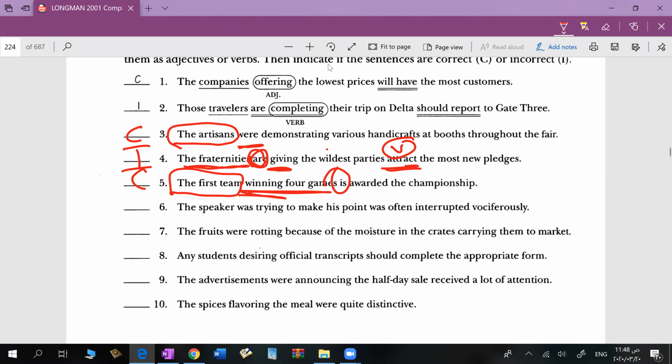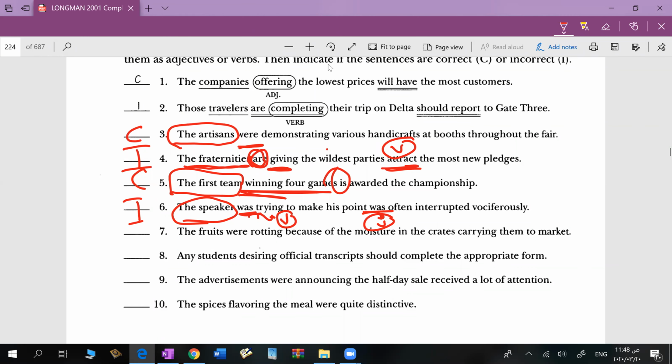Excellent. So the speaker was trying to make his point was often. What do you think? The speaker is the subject. Yes. Was is the verb, and was is another verb. Please mute yourselves unless you would like to talk, or make yourself in a quiet place, please. So we have here 2 verbs.